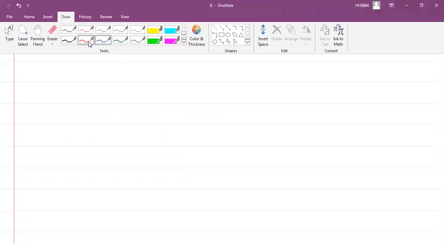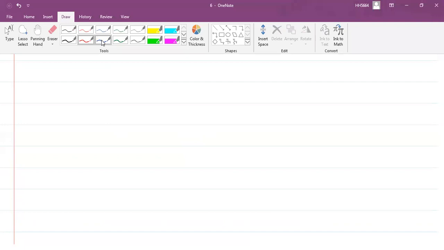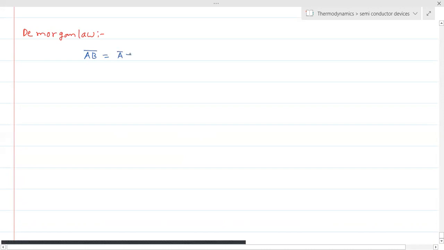Next, out of all basics, the most famous and most important is De Morgan law. So De Morgan law is nothing but (A dot B) bar equal to A bar plus B bar, and (A plus B) bar equal to A bar dot B bar.